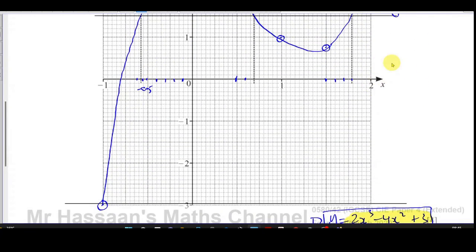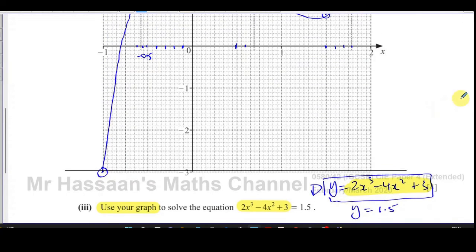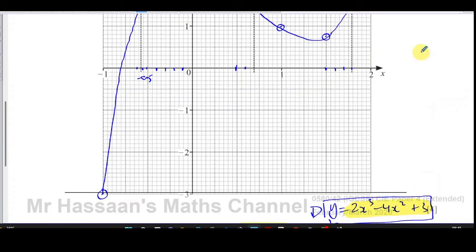So basically, if it said find the range of values of k for which there's only 1 solution, then you would say k is less than the value where it turns. So that's 0.5, let's say 0.6. You can say less than 0.6, 0.55 for example, something like that, or 0.65.